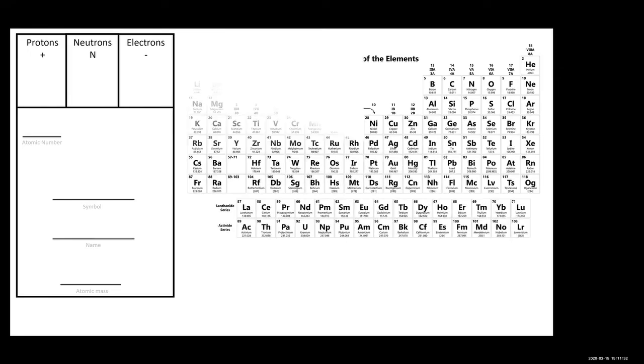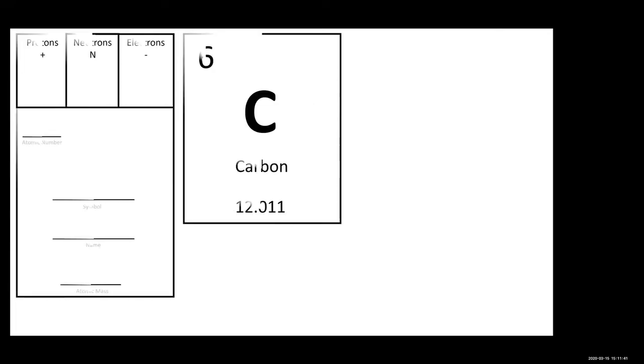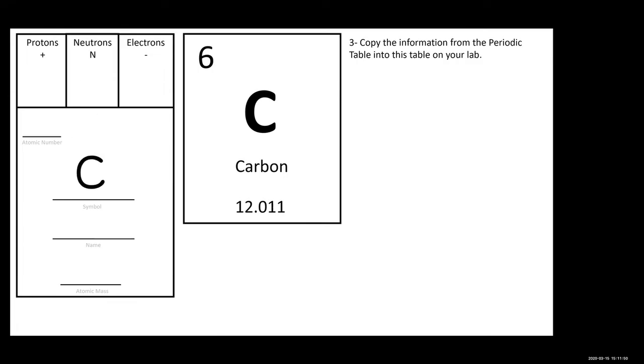So here's how it works. Here's your table, and here is your periodic table. For example, we are just going to go ahead and give carbon a try. So carbon, and we're going to have a closer look at it. Here it is, kind of blown up. We're going to copy the information from the periodic table into the smaller table in your lab. So we've got carbon. We're going to put its name in, carbon. We're going to put in its atomic number, 6. That's in that top corner. And we're going to put in its atomic mass.